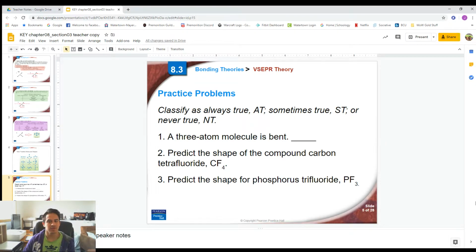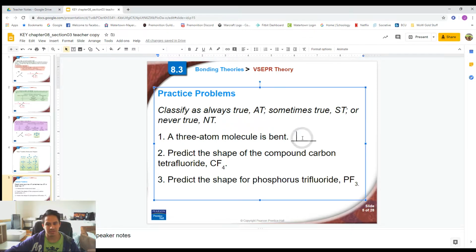This video is going over the answers to the questions in the 8.3 notes. So if you're confused on any of them, hopefully this will help you. Okay, looking at number 1, it says classify as always true, sometimes true, or never true. A 3-atom molecule is bent. So that answer is going to be sometimes true.